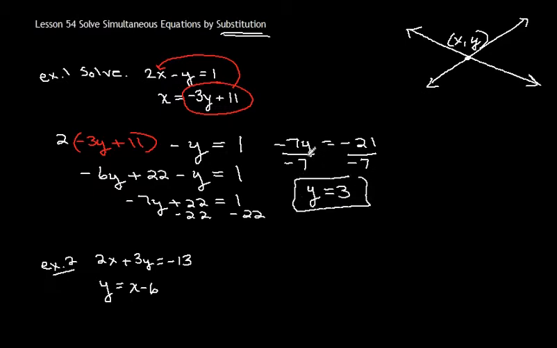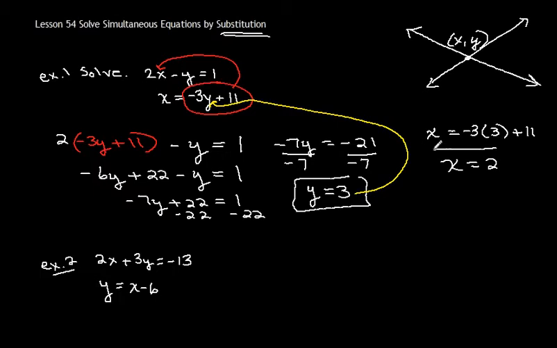But that is not good enough. We need to find out what x is. This is just one of the points in the ordered pair. So we have to go back up. We're going to go back up into this equation right here, and we're going to put that value of y in for y. And we're going to get x equals, because we're trying to find x now, negative 3 times 3 plus 11, and we get x equals 2. So that is how you solve two equations simultaneously by using substitution.